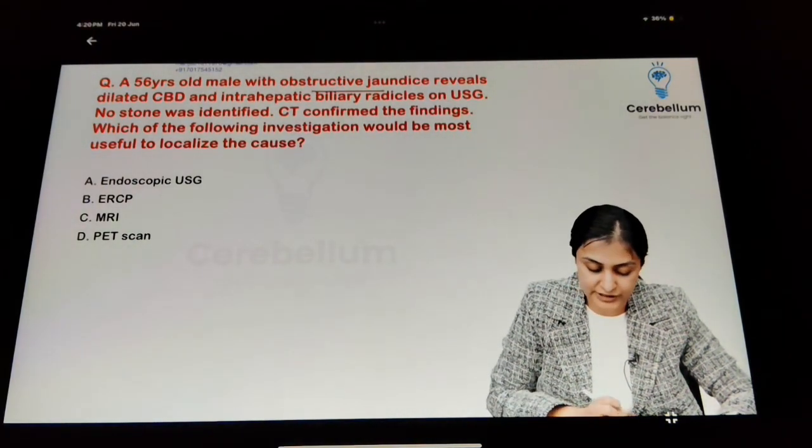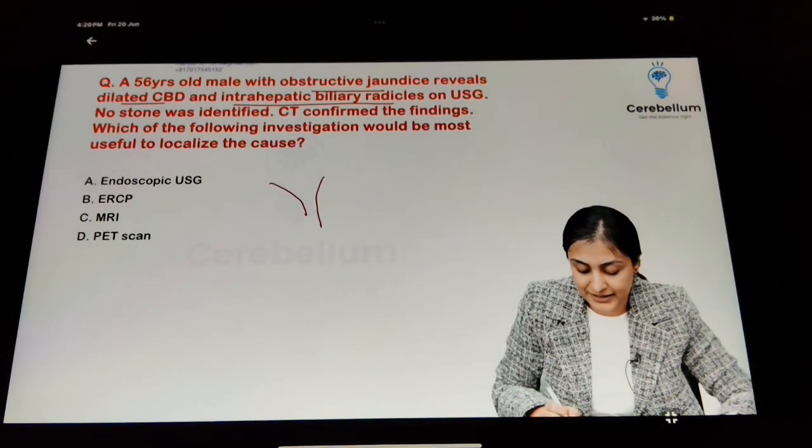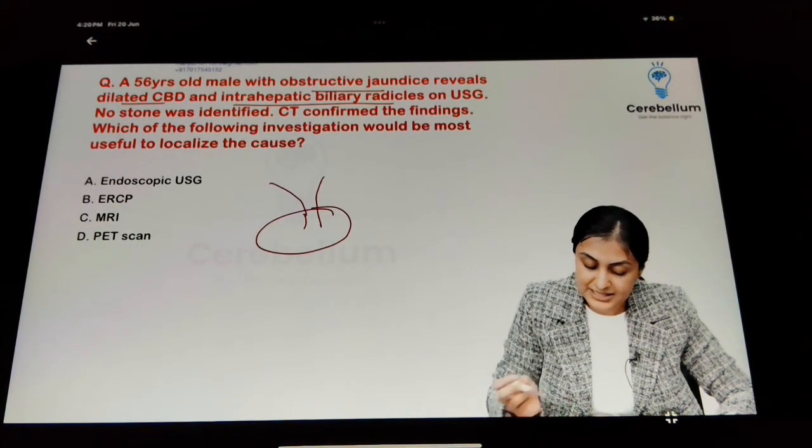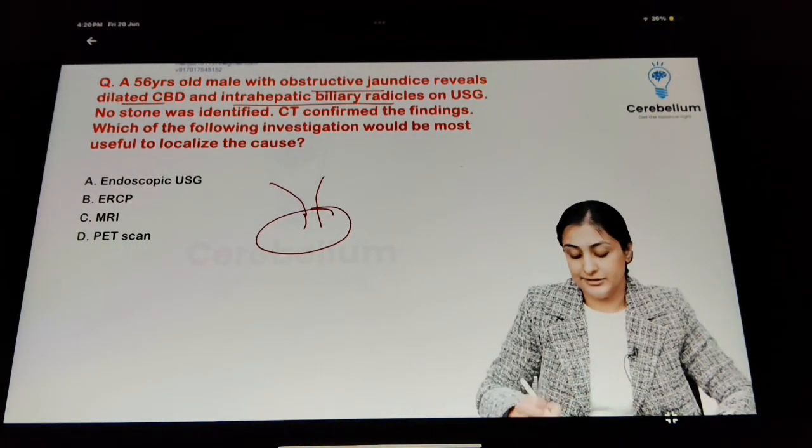56-year-old male with obstructive jaundice shows a dilated CBD and intrahepatic bile radicals. So I can see dilatation, but no stone could be identified. CT also showed me similar findings. So now what do we need to do? Now I need to do MRCP.